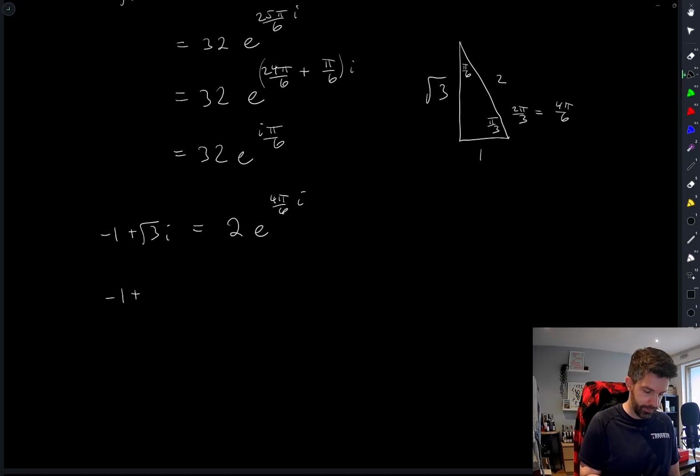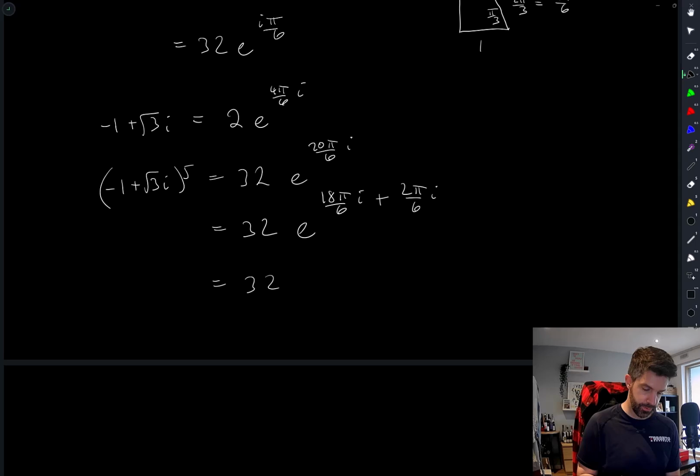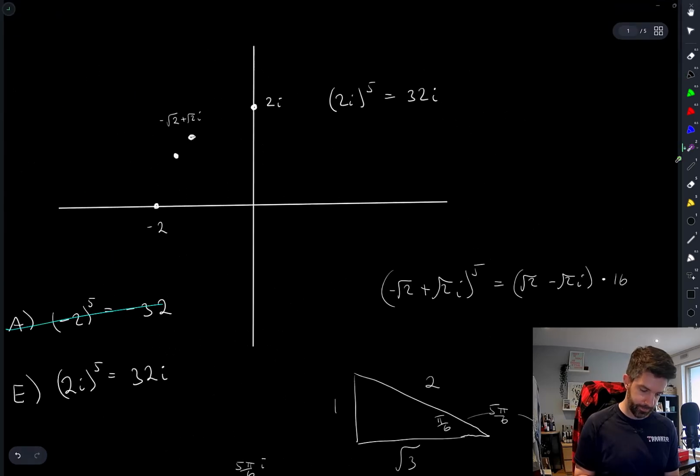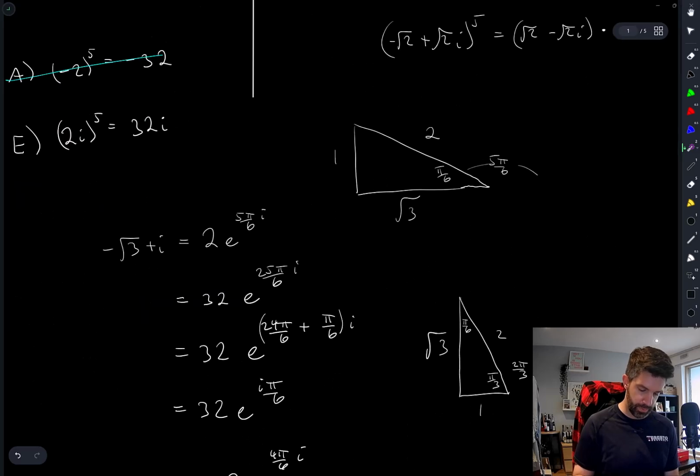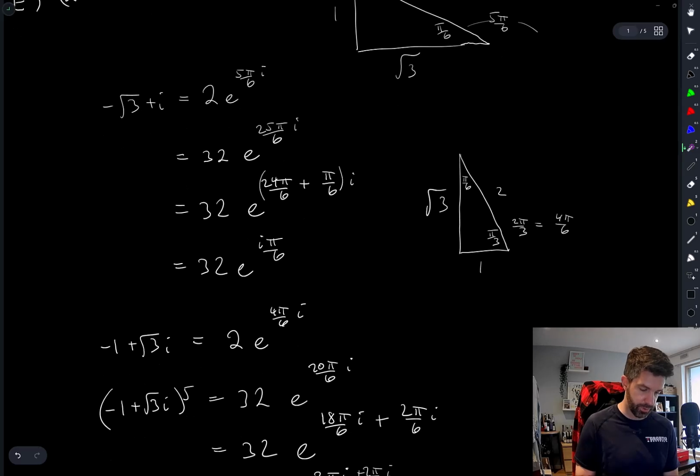And if I raise this to the 5, I get 32 times e to the 20 pi over 6 i, which is e to the 18 pi over 6 i plus 2 pi over 6 i, so 32e to the 3 pi i plus 2 pi over 6 i. So 3 pi i takes it here, but then we add another 1/3 pi, and we end up here. So yeah, my answer is going to be this one, the one that ends up 30 degrees above the horizontal.